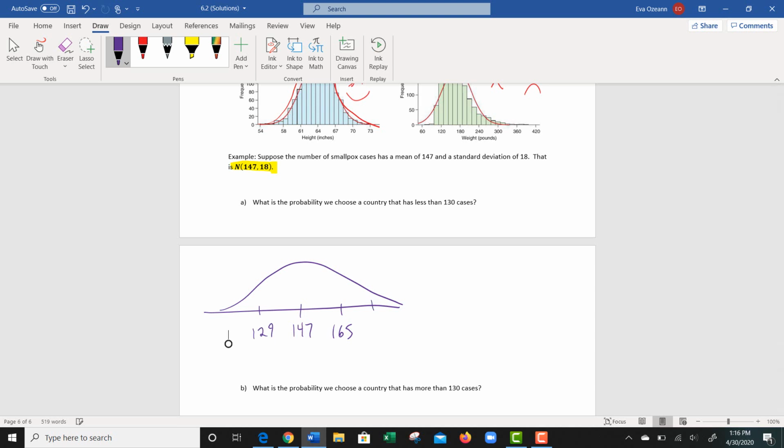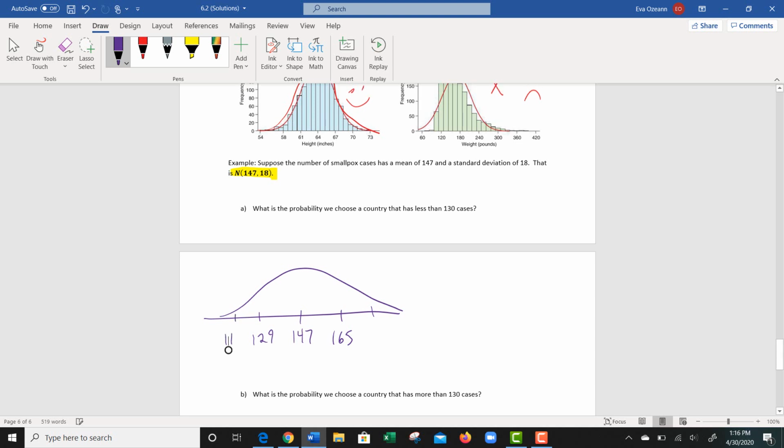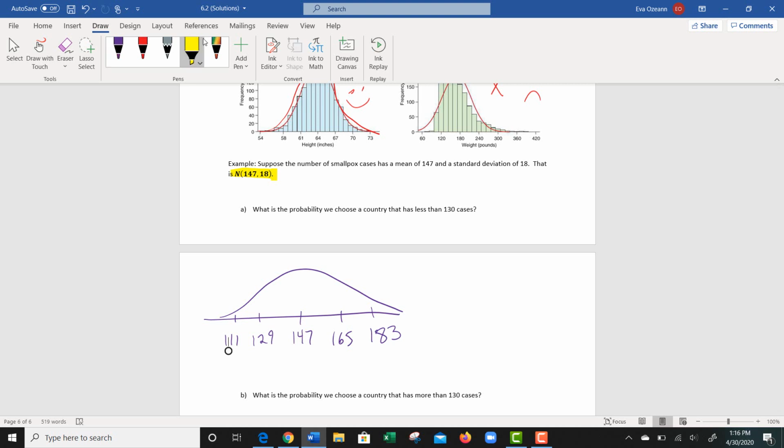And if I go one more up and one more down, that'll be between 111 and 183. Okay, so what's the probability that we choose a country that has 130 or less? So that's going to be all these countries over here.